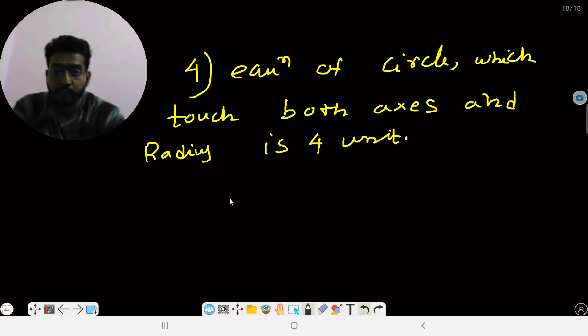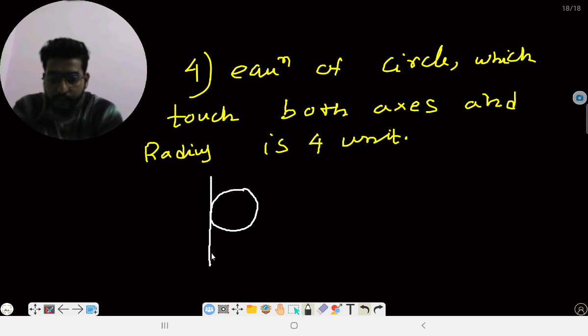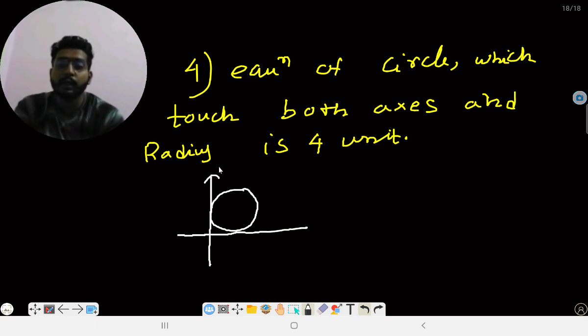Now look at the circle. This is the circle which touches both axes. Suppose this is my y axis, and this is the x axis. Suppose this is the center of the circle. If I join this, this is the radius. If I join this one, this is also the radius. That means this one is 4, and this one is also 4.